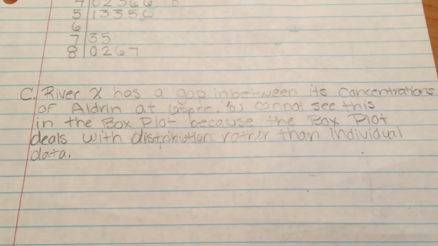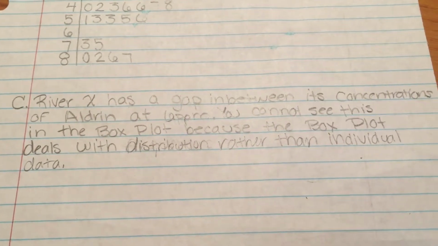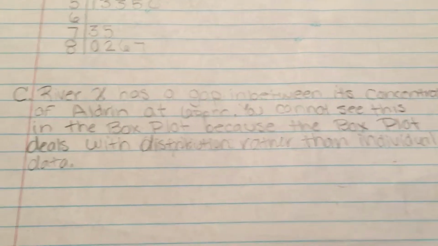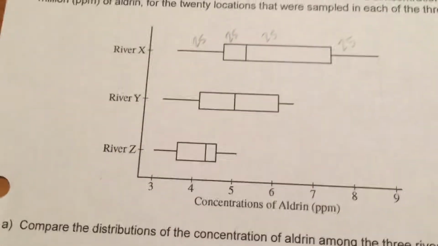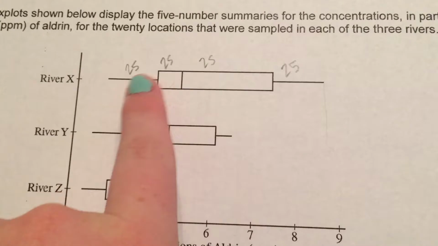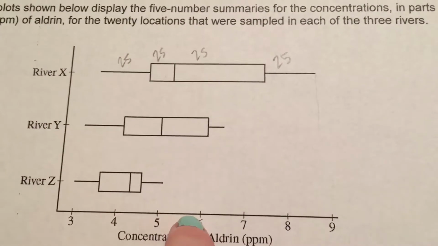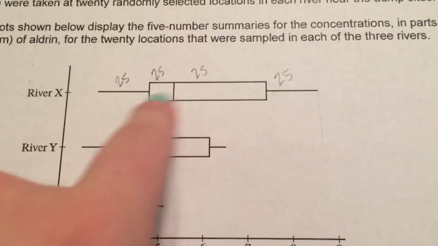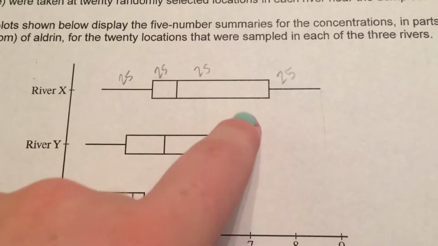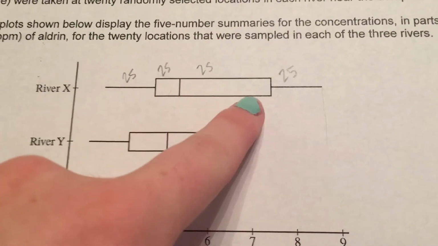You cannot see this in the box plot because the box plot deals with distribution rather than individual data. So it's clearly seen in my stem plot, but in the box plot, you can't see that gap is there because the box plot deals with distribution of data rather than its individual data plots.